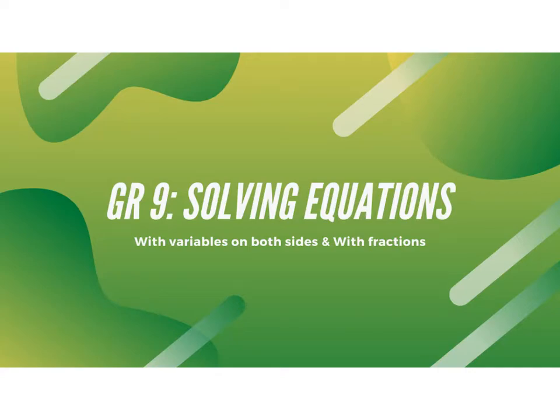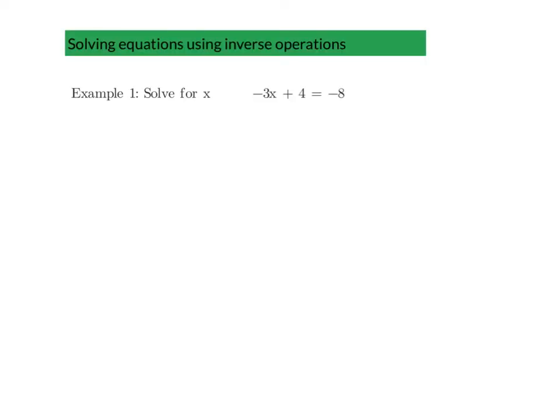Let's get going. Let's start by solving equations using inverse operations. Now, inverse operations are things like the opposite of adding would be subtracting, or the opposite of multiplying is dividing. Now, here's the first example. Solve for x. Negative 3x plus 4 is negative 8.